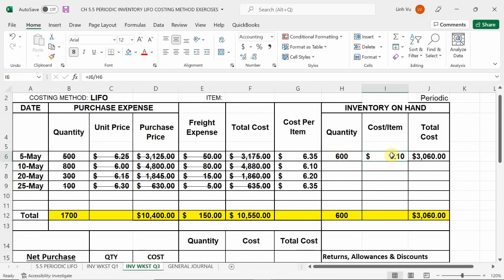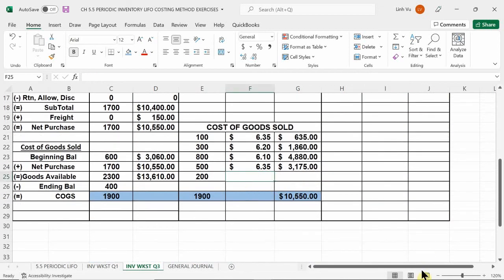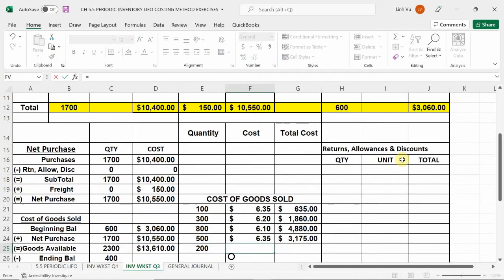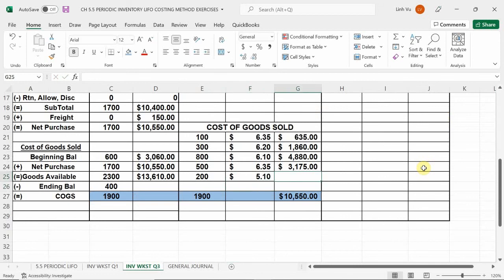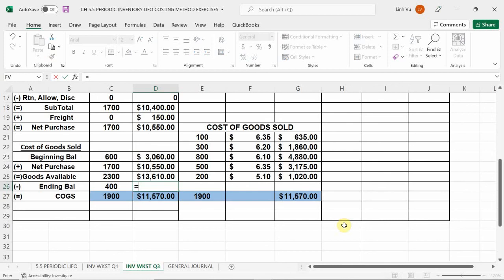My cost per item is $5.10. This is where I need to actually calculate, because I'm not selling the whole batch, so I don't know what that amount is. I need to calculate how much it's going to cost me to sell 200 units at $5.10. You're going to get 1,020. And if you have your running balances, your grand total cost of goods sold is going to give you the value of $11,570.